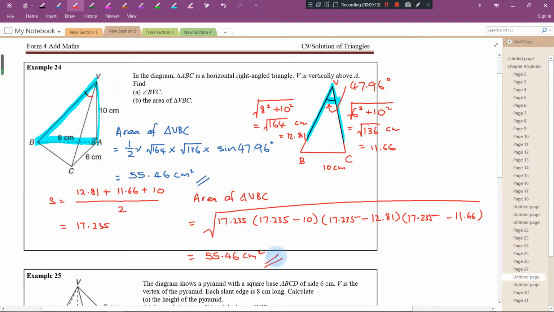But normally, this question asks you to find this angle, right? It actually expects you to use this method. If you want to use this method, no problem. You still get the same answer.